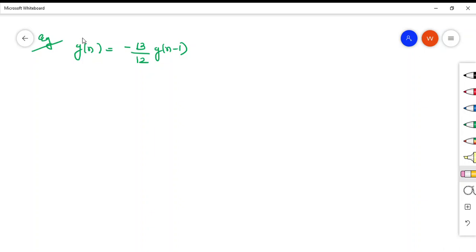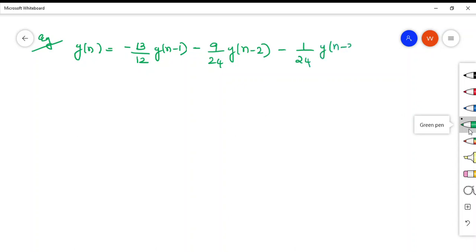Minus 13 by 12 y of n minus 1 minus 9 by 24 y of n minus 2 minus 1 by 24 y of n minus 3 plus x of n plus 4x of n minus 1 plus 3x of n minus 2, right?